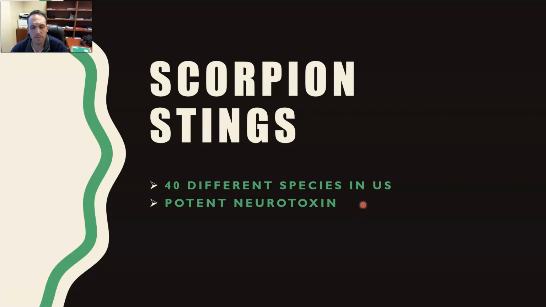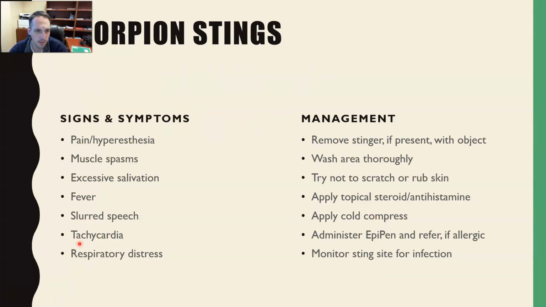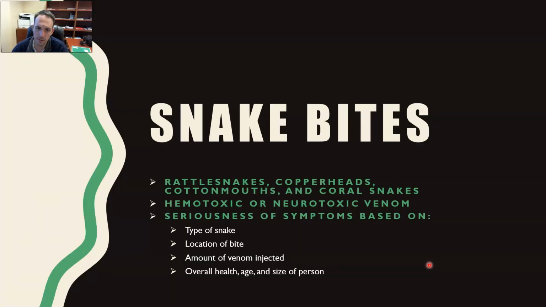Identify the type of spider, remove it, and treat the discomfort as much as possible. For scorpions, there are 40 different species of scorpions in the U.S. They do inject a potent neurotoxin. Some of the signs and symptoms are obviously pain, but depending on that, you can have muscle spasms, excessive salivation, slurred speech, different aspects. Remove the stinger if present. Wash the area.